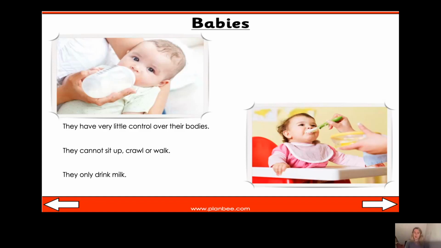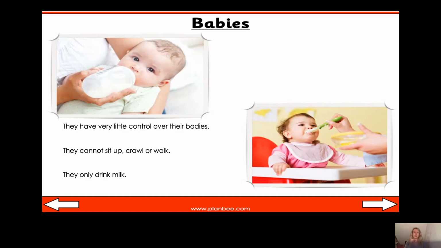Now, if you know a baby, you will know that when they're born, they can't sit up, they can't crawl, and they can't walk, and they can't control their body. Now, as they develop, they are more able to sit up. They can start to hold things, hold objects in their hand, and they begin to eat solid foods. So rather than baby foods, they eat solid foods.